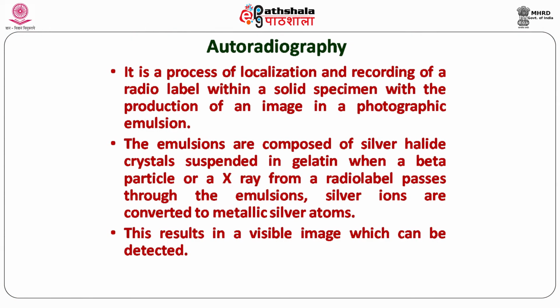Coming to autoradiography, it's a process of localization and recording of a radiolabel within a solid specimen with the production of an image in a photographic emulsion. The emulsions are composed of silver halide crystals suspended in gelatin. When a beta particle or an X-ray from a radiolabel passes through the emulsions, the silver ions are converted to metallic silver atoms. This results in a visible image which can be further detected.